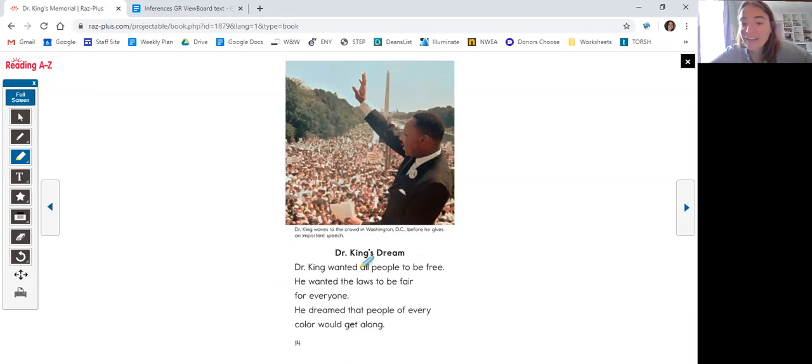In the story, I read that he wanted all people to be free, and he wanted the laws to be fair for everyone. He wanted everyone to be free. That means he did not want white people to own Black people, and he wanted everyone to have freedom to do whatever they wanted. And he also wanted the laws to be fair. Yes, he did. He also dreamed that people of every color would get along. So he dreamed that white people and brown people would still love each other so much, the same way that we love each other now. That's what he wanted way back in the day.